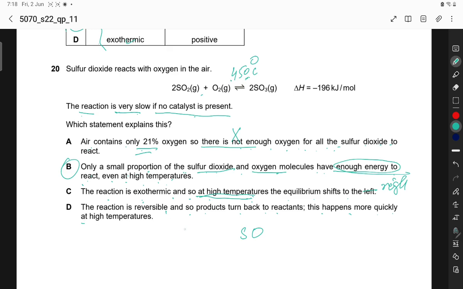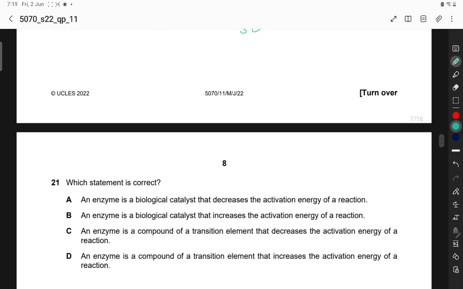So the reaction is reversible, so products turn back to reactants. This happens more quickly, no, not at high temperature. So this is a compromising temperature along with vanadium 5 oxide. So B option is the correct option.